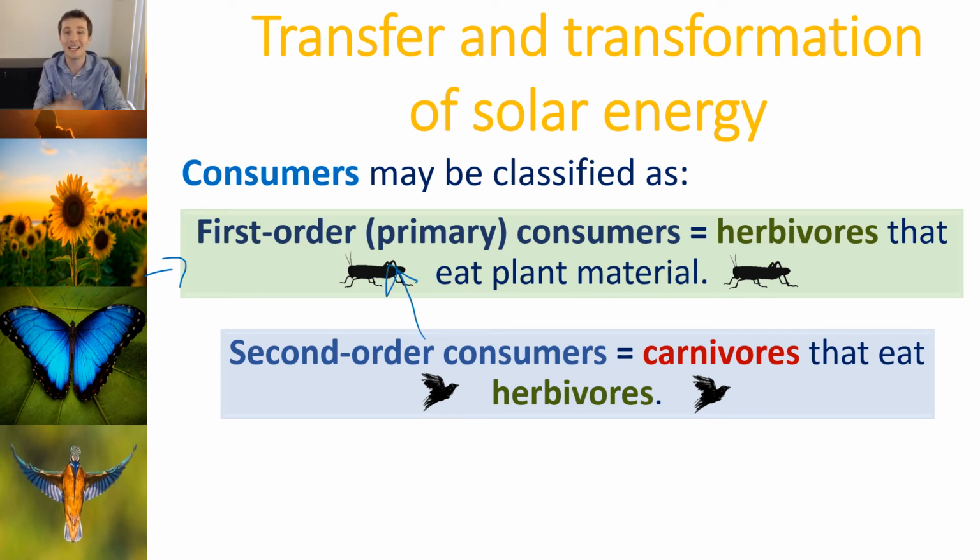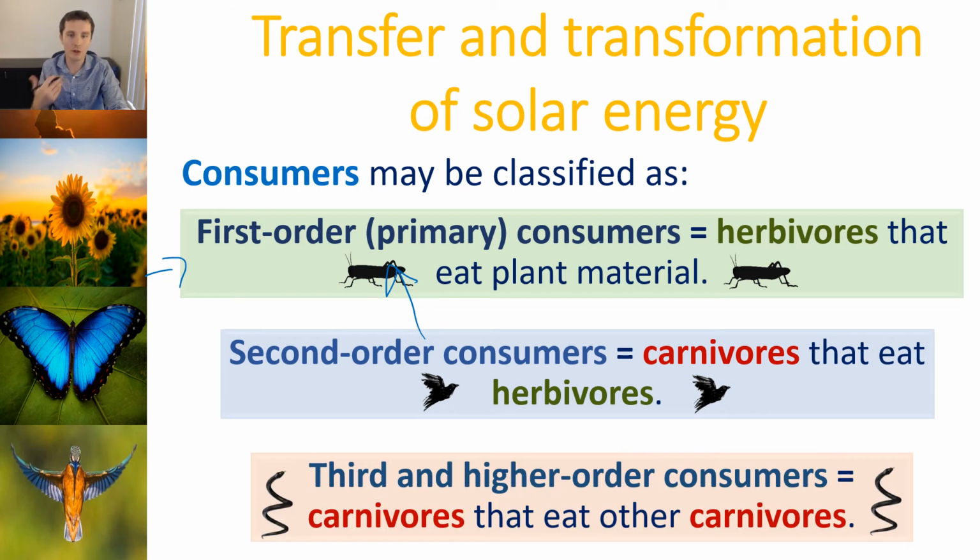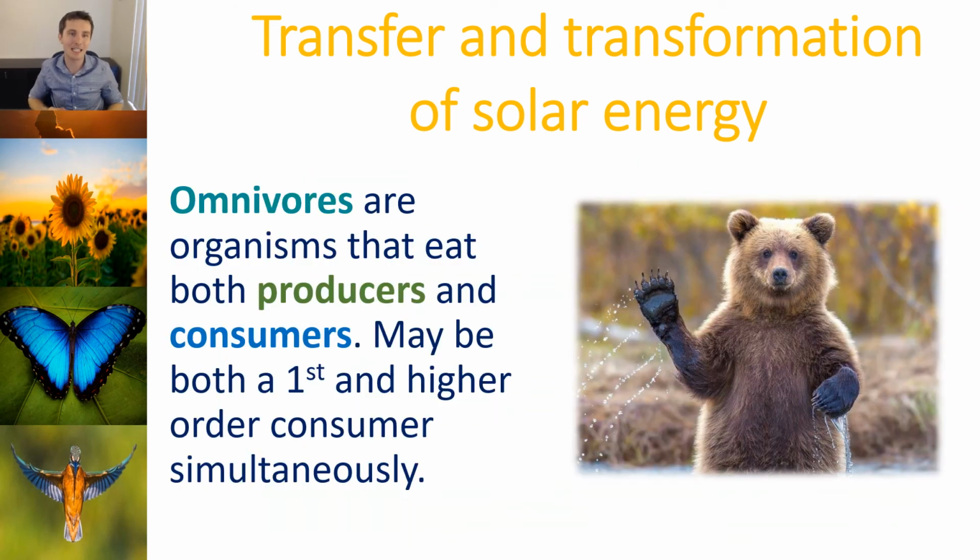Like a bird eating a grasshopper. And your third order or higher consumers, well, they're carnivores that eat other carnivores. Like a snake that eats this bird is a third order consumer. And then you've got higher, quaternary, and so on. But as we'll look at, these food chains, or the amount of trophic levels available within an ecosystem, tends to be limited to 3 or 4 consumers and no more. But we'll get into that in greater detail later.